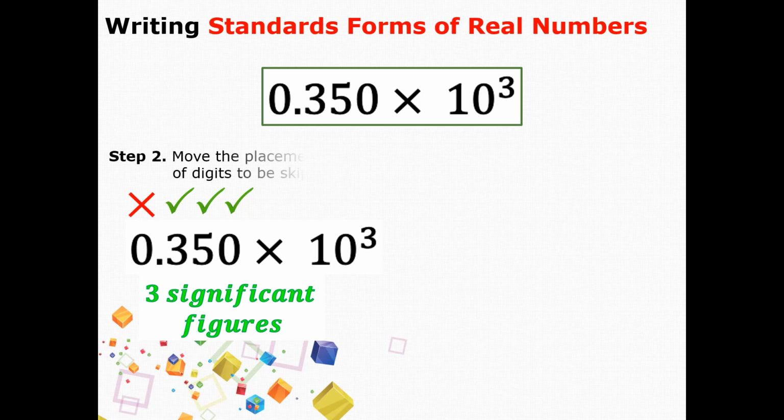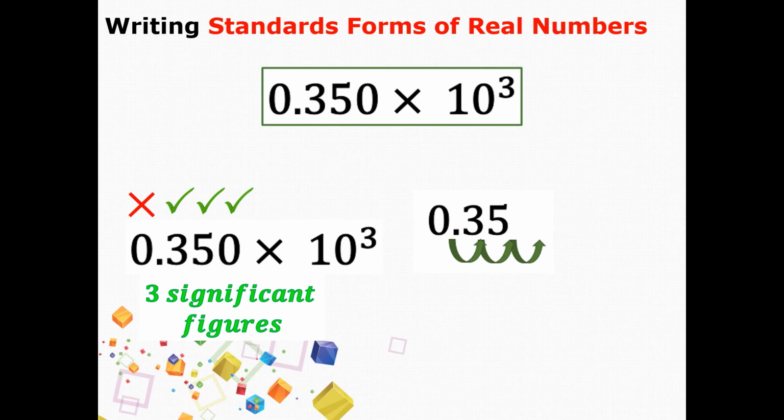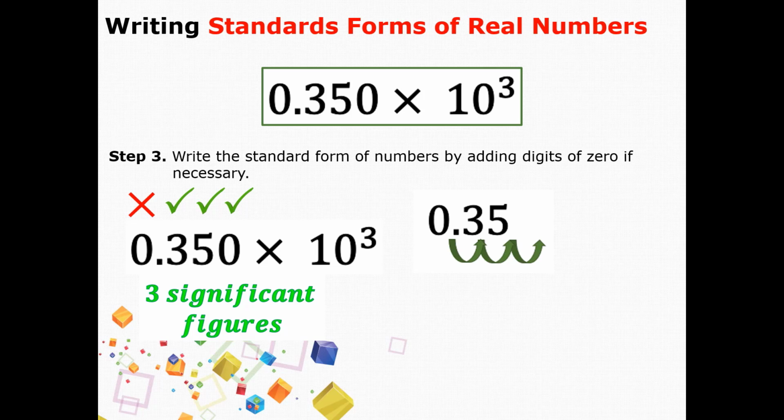Next step is to move the decimal notation. It corresponds to the exponent of 10. We move it to the right because the exponent is positive. Now, let us start writing the standard form of real numbers. Let us add digits of 0 if necessary.